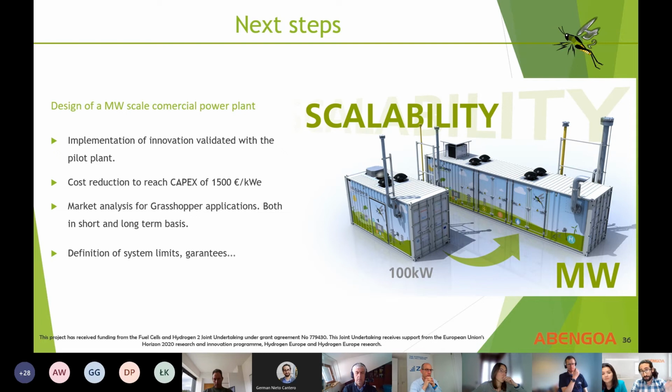And of course, like we have seen before, the goal of the project is not to end in the pilot plant, it is to have a megawatt scale plant that can be commercially used as soon as possible. And for that, we have been implementing all the lessons learned in the pilot plant, including, and this is where we want to reach, the reduction of the costs, etc.